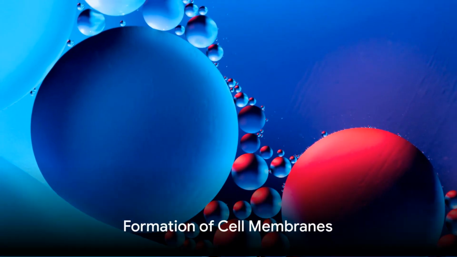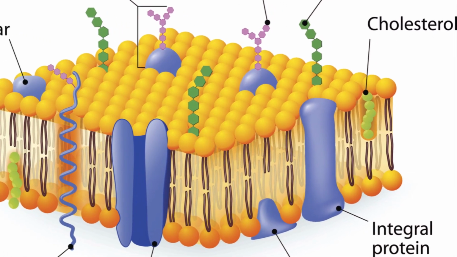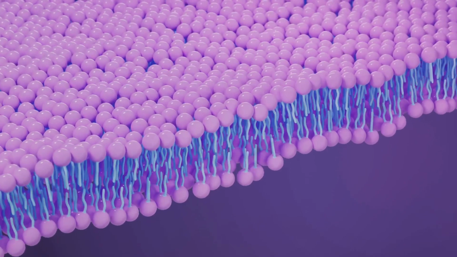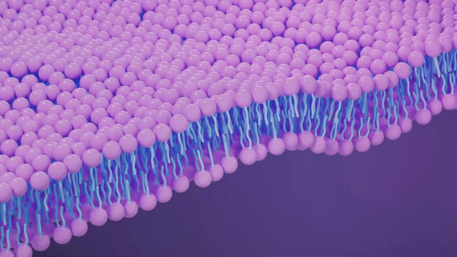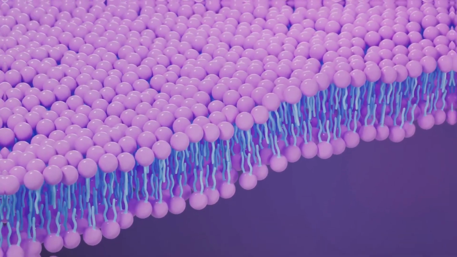The first living organisms needed a boundary to separate themselves from their environment. This was achieved through the formation of cell membranes made possible by lipids or fatty acids, which naturally form spheres in water, creating a simple cell membrane.